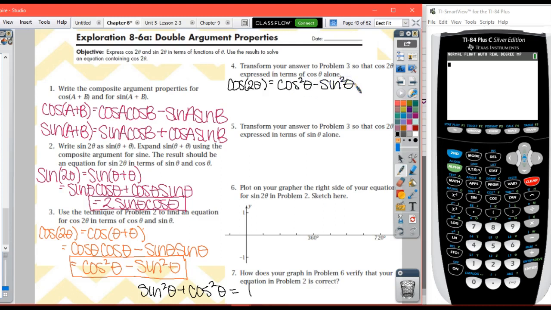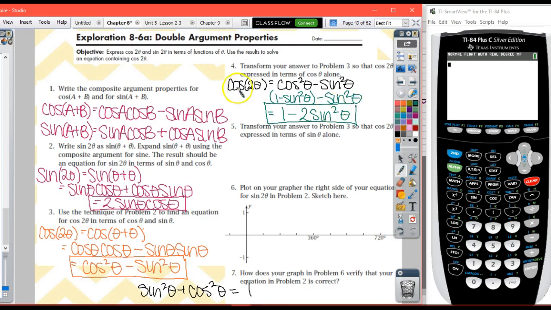To come up with another identity, I can replace the cosine squared with 1 minus sine squared. I think I did these in the wrong spots. This was asking for cosine alone, so we'll just swap these two around, not a big deal. So I made this substitution for cosine squared as 1 minus sine squared. Now I can combine these two negative sine squareds, and I get 1 minus 2 sine squared.